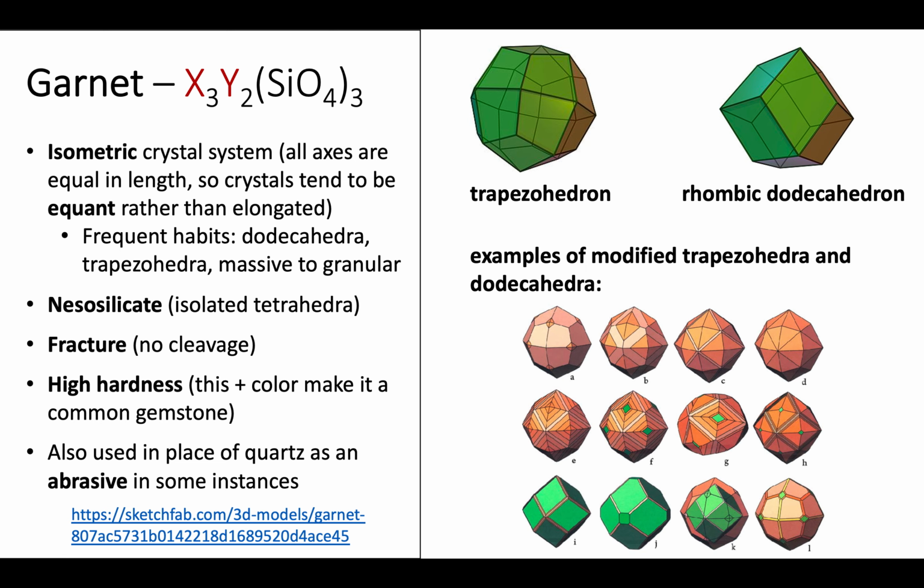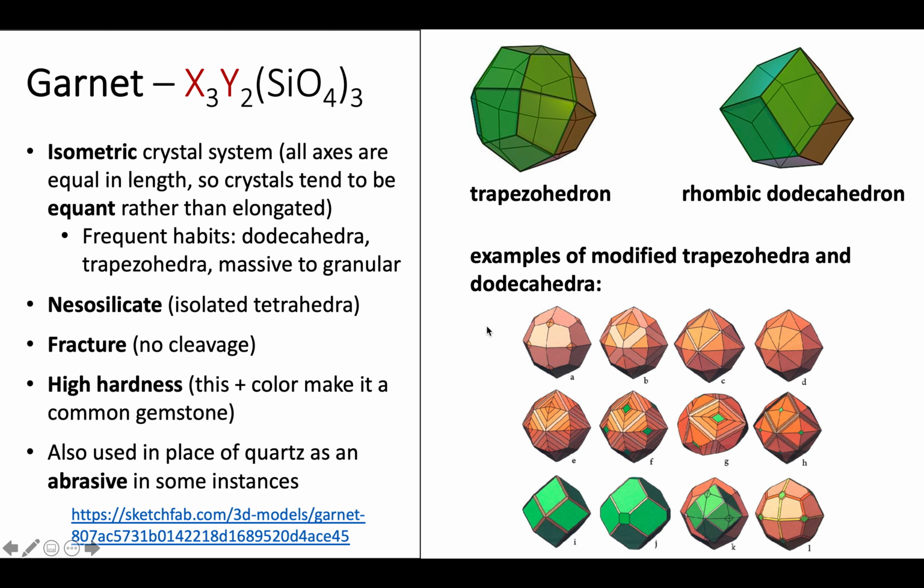And so you'll frequently see, if you have a fairly euhedral garnet, these are some of the shapes you'll see. Down here are some cool examples I found of modified trapezohedra and dodecahedra. So again, by combining a whole bunch of different crystal forms, you can get shapes that start off as a trapezohedron, but have the corners cut off a little, or something that starts out as a rhombic dodecahedron, but has the edges cut off a little. So euhedral garnets are going to look something like one of these examples.